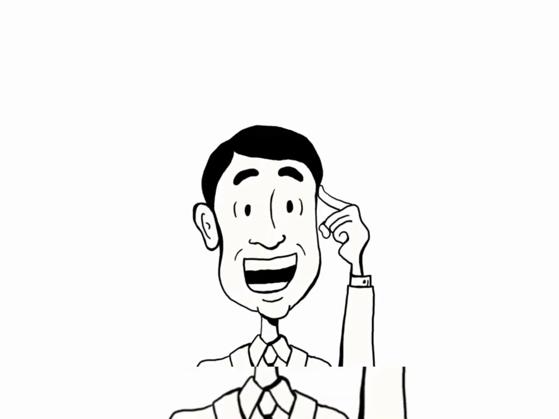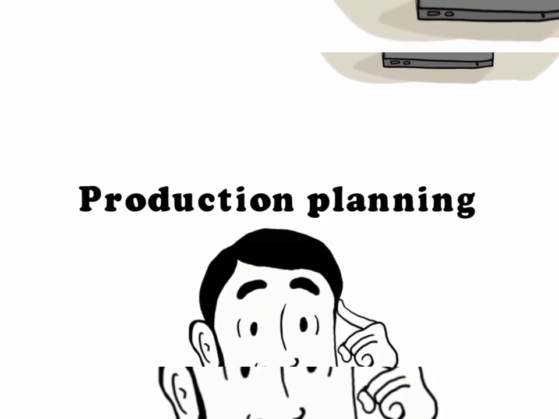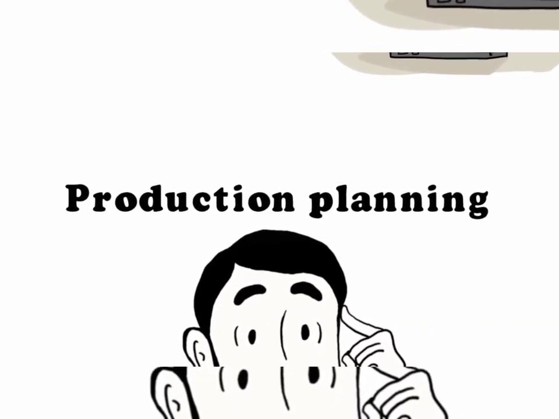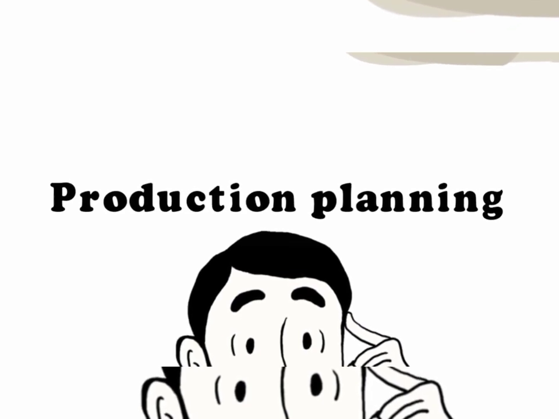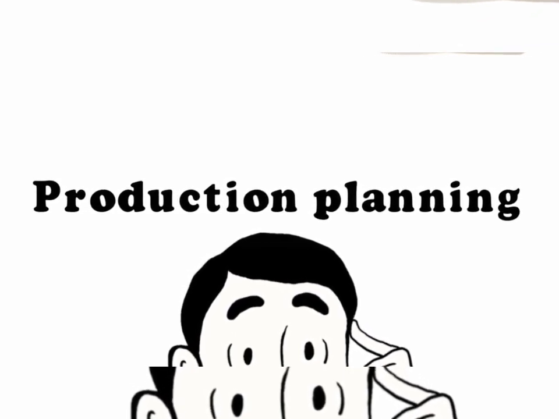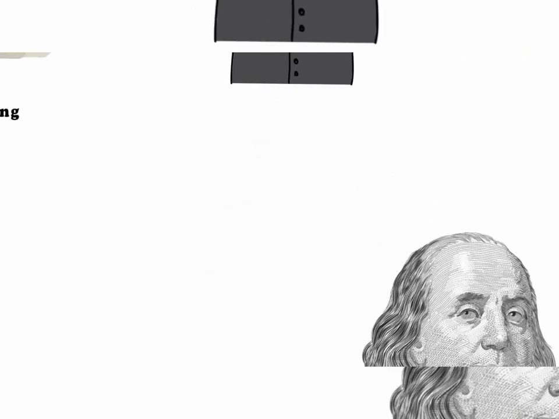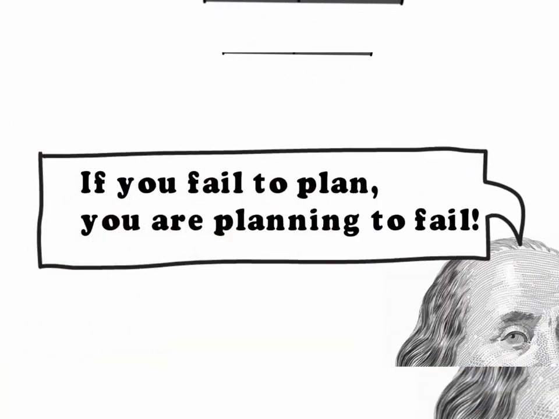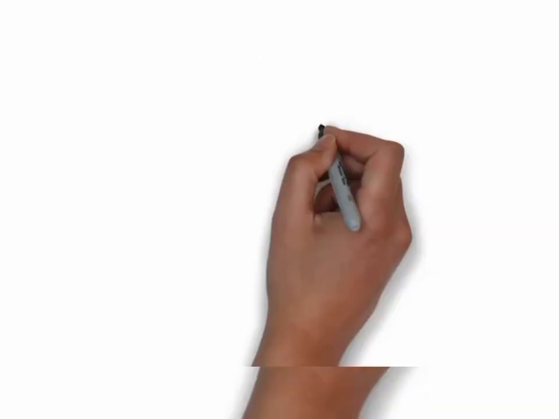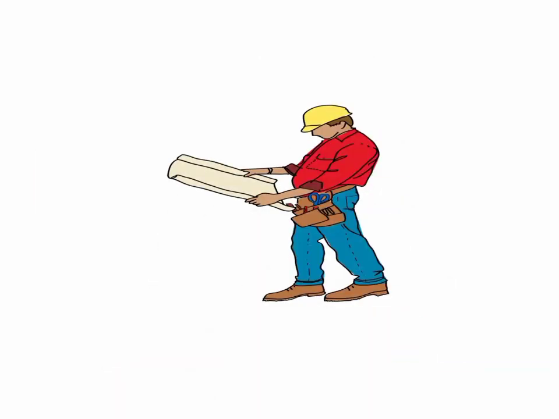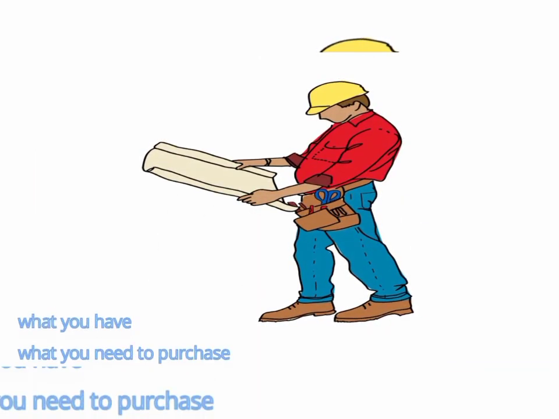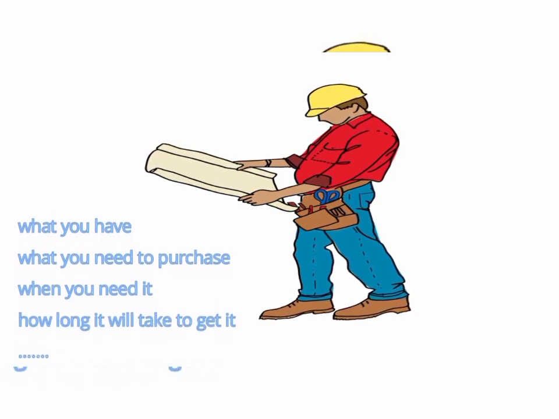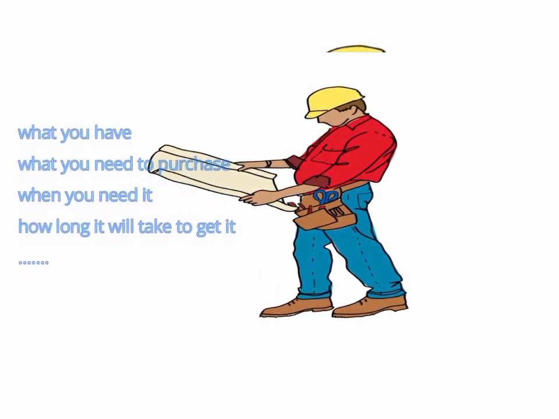How can you prevent a situation like this from happening? You guessed it. The right production planning. It plays an important role in any successful business. As Benjamin Franklin once said, if you fail to plan, you are planning to fail. The importance of production planning is that it gives you knowledge of what you have, what you need to purchase, when you need it, how long it will take to get it, and much more.